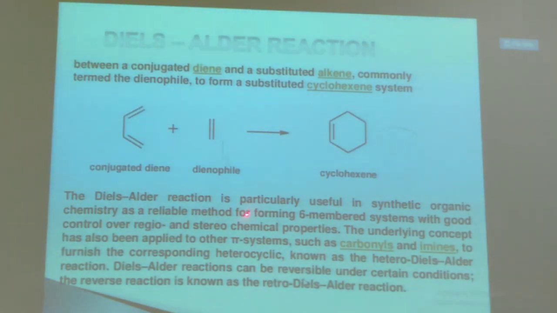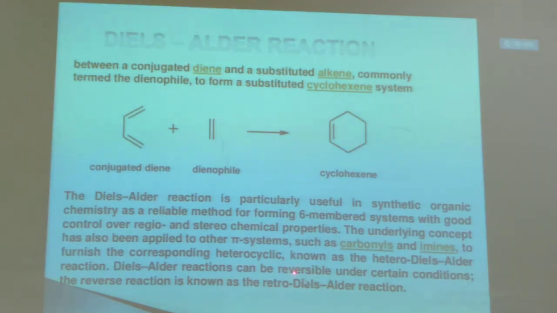The Diels-Alder reaction is particularly useful in synthetic organic chemistry as a reliable method for forming six-membered systems with good control over regio and stereochemical properties. So you can control the structure of the compound and the direction of the functional groups in an appropriate direction to avoid steric hindrance. The underlying concept has also been applied to other pi systems such as carbonyls and amines to furnish the corresponding heterocycles, known as the hetero-Diels-Alder reaction.